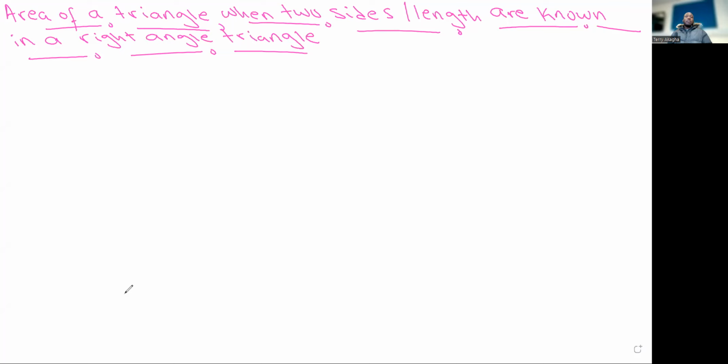So we're going to be talking about the area of a triangle when two sides of the length are known in a right angle triangle, okay?